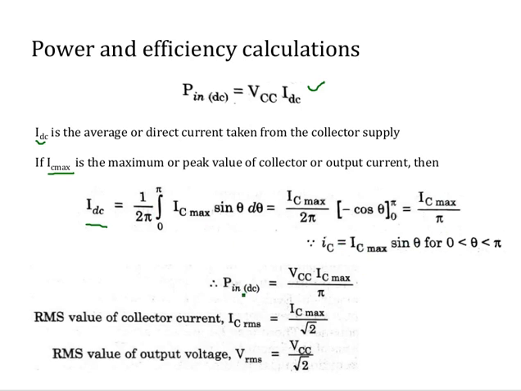Now, what is the input power? Substituting for IDC, it is VCC into IC max by pi. This is just integrating IC max sine theta from 0 to pi, over the entire cycle, that is 1 by 2 pi. Now what is the RMS value of collector current? IC max by root 2. RMS value of output voltage VRMS is VCC by root 2.